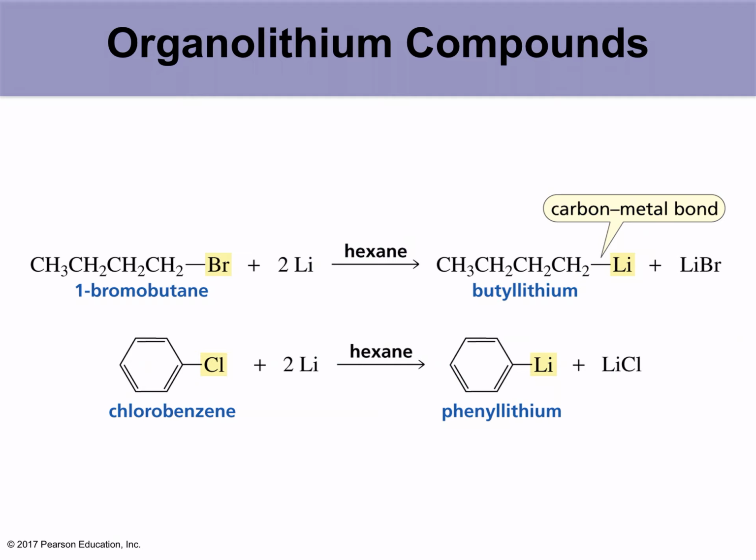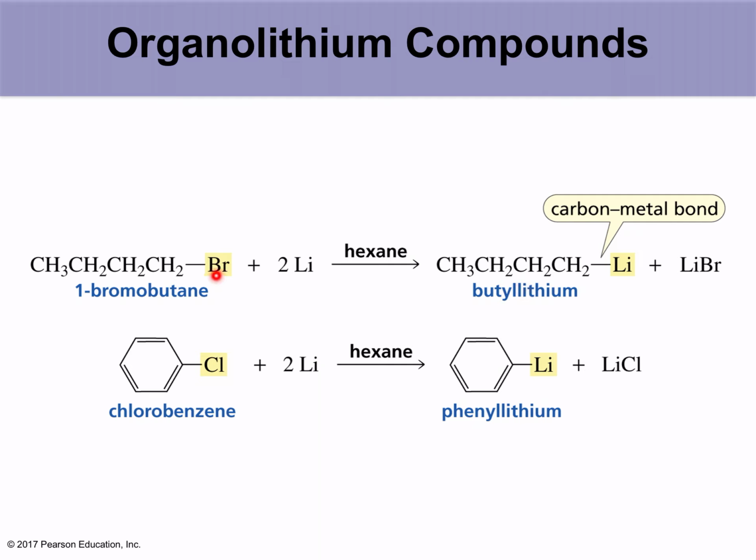Organolithium compounds, how do we make them? So this compound, 1-bromobutane. You take 1-bromobutane, readily available. You add a piece of lithium, and in the presence of a solvent, hexane, we need a solvent for it to mix properly, and then you can form butyl lithium in hexane. That's how you form butyl lithium.